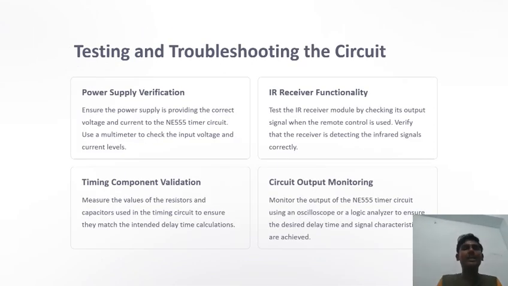Next, testing and troubleshooting the circuit. Power supply verification is very important because we are giving an external power supply. We have to check it, because we have already said that 4.5 to 15 volts is the supply range needed for stable operation. Next, the timing component and IR receiver function have already been explained.